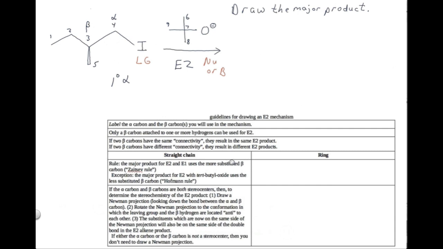We don't have to worry about whether we're going to use the more or less substituted beta carbon because, again, there is only one beta carbon for this reaction. But let's think about this guideline. Do we need to draw a Newman projection?